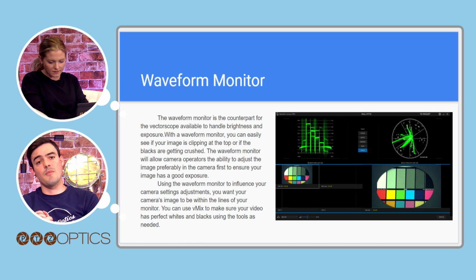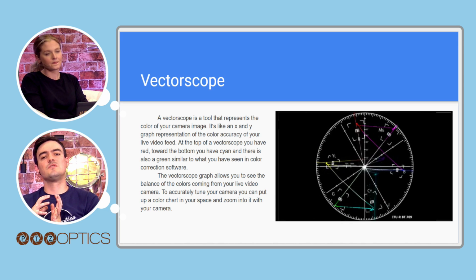We've talked about waveform monitors in the past. That is for exposure. And then the Vectorscope, which is for color. So take a look at that. It's all explained in our guide.